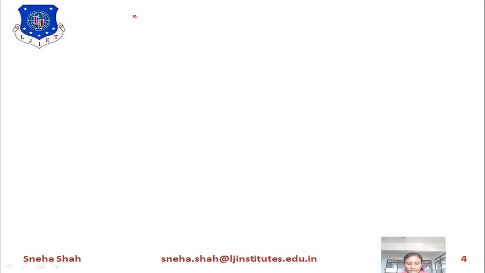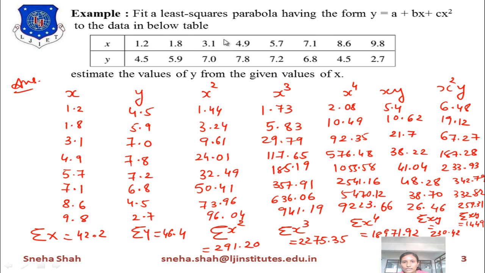So starting with equation 1, the first equation is summation y equals n into a plus b summation x plus c summation x square. So in this equation, what is the value of n? 1, 2, 3, 4, 5, 6, 7 and 8. So I will take n equals to 8.